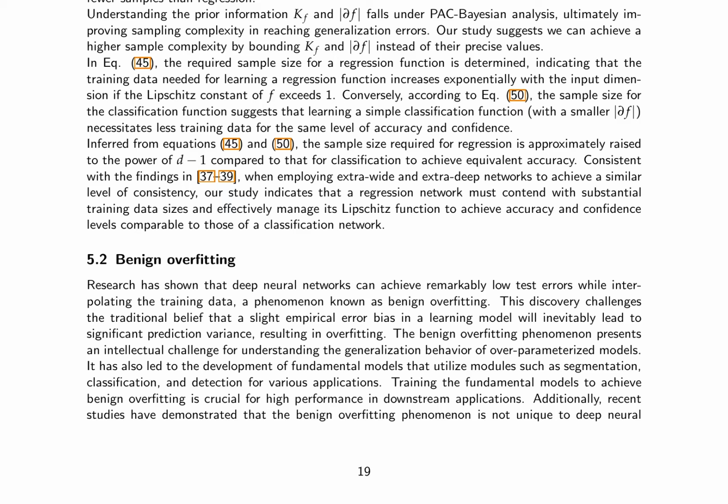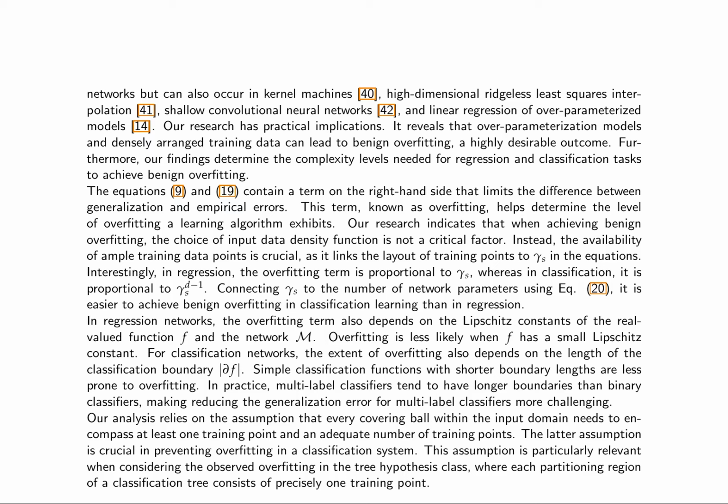Equations 9 and 19 contain a term that limits the difference between generalization and empirical errors, known as overfitting. The choice of input data density function is not critical, but rather the availability of ample training data points is crucial.